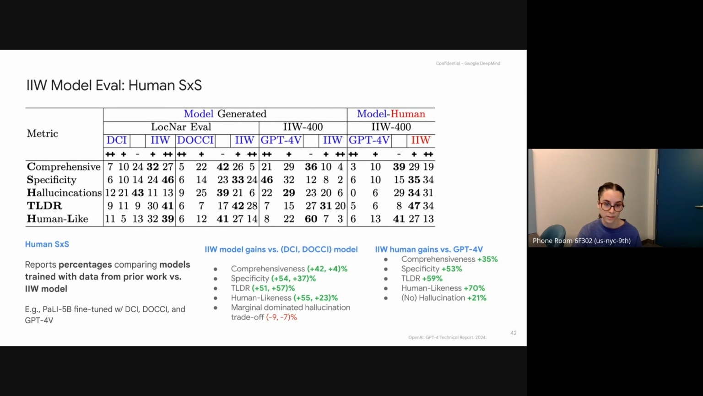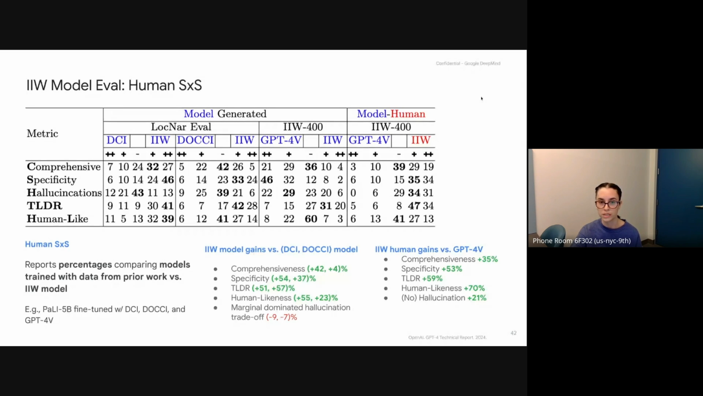So comprehensiveness, specificity, TLDR, and human likeness all still have really large gains, which is awesome to see, with some marginal trade-offs on hallucination. And we note that this is to some extent expected, given that, again, we have such longer, more rich and specific descriptions, that with this style shift, there's a little bit more room for hallucinations potentially.